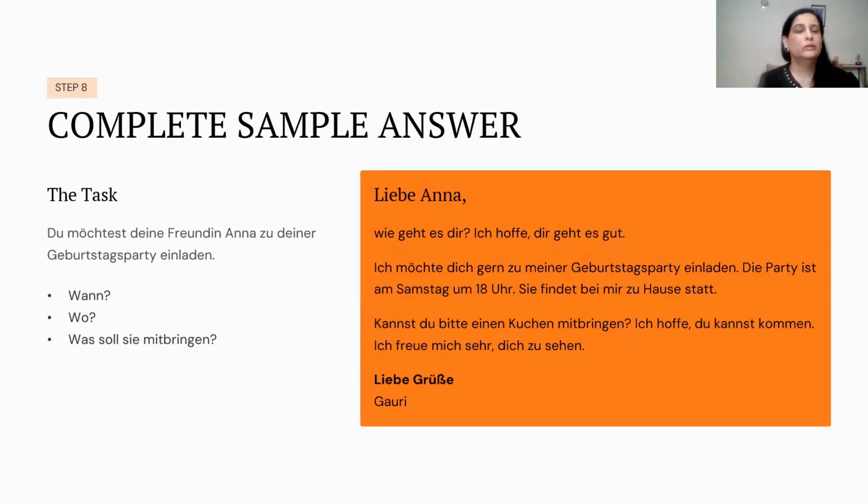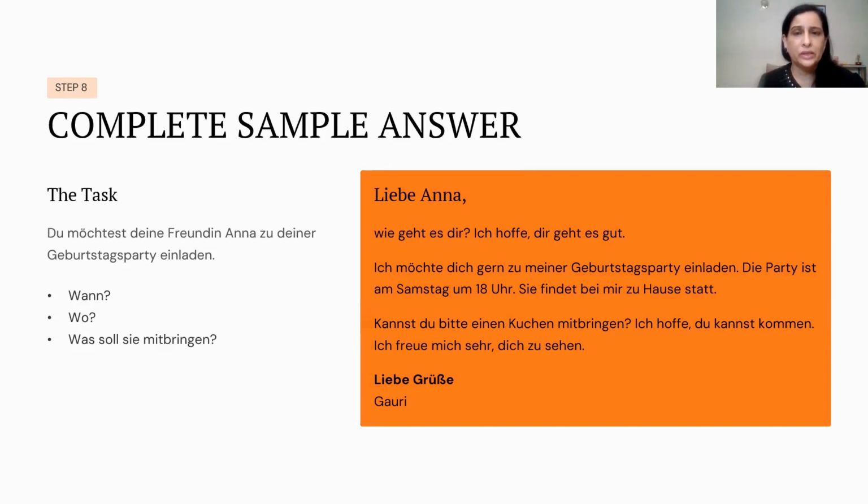Right? Understood? Now the complete sample answer we'll see here. The task will be: du möchtest deine Freundin Anna zu deiner Geburtstagparty einladen. Wann, wo, was soll sie mitbringen? So this will be the structure of your task. First the task will be given and 3 bullet points will be given to you. Sometimes 4 also. It depends actually. But you have to cover all the bullet points which are given to you. Now the final mail will look like this.